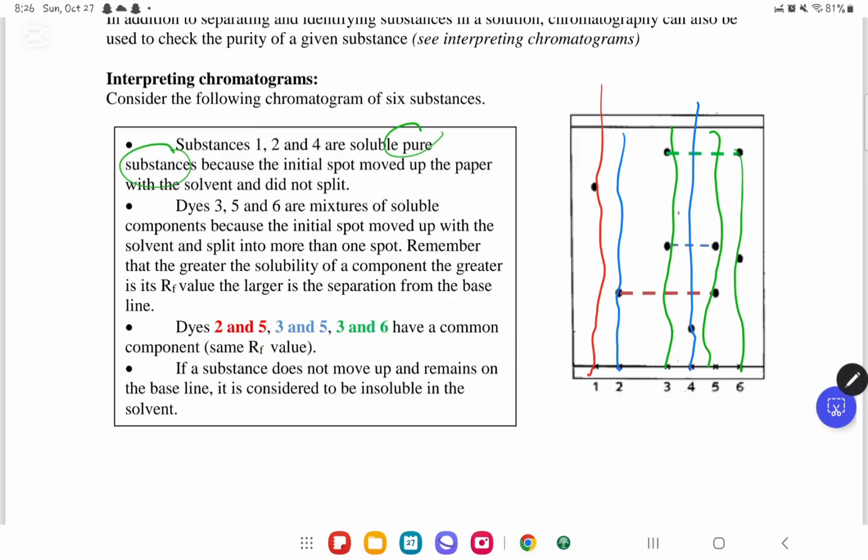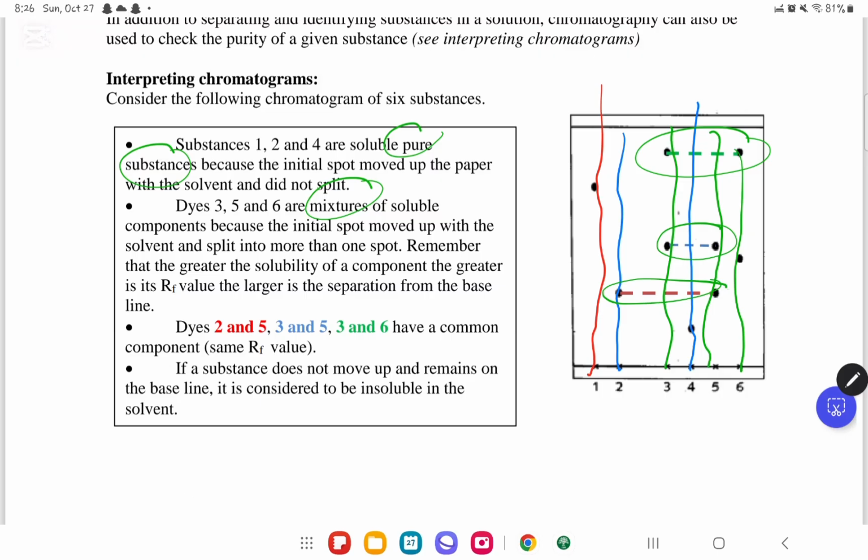3, 5, and 6 are mixtures because they moved with the solvent and split into more than one spot. Then dyes 2 and 5, 3 and 5, and 3 and 6 have a common component. So 2 and 5 meet here, 3 and 5 meet here, and then 3 and 6 meet there. They have a common component, the same RF value.